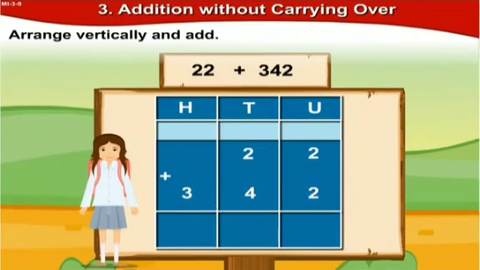In the units column, 2 units plus 2 units is 4 units. In the tens column, 2 tens plus 4 tens is 6 tens. In the hundreds column, 300. Which means the answer would be 300, 6 tens and 4 units, that is 364.